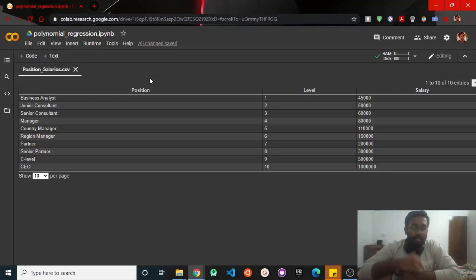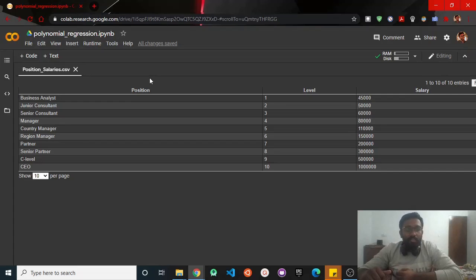First of all, we'll understand the data set. This data set is position salaries, that is, what salary each person gets in which position. If he's a business analyst, his level is 1 and he gets paid 45,000. The CEO, who is level 10, gets paid a certain amount, I think 100,000 something.